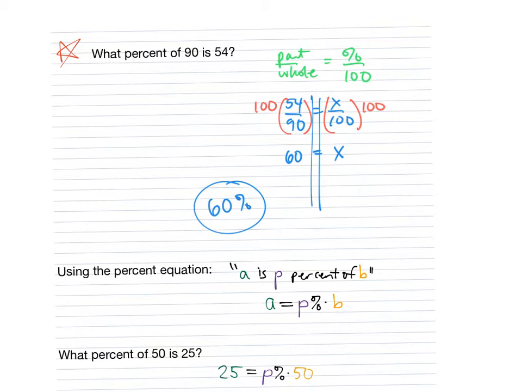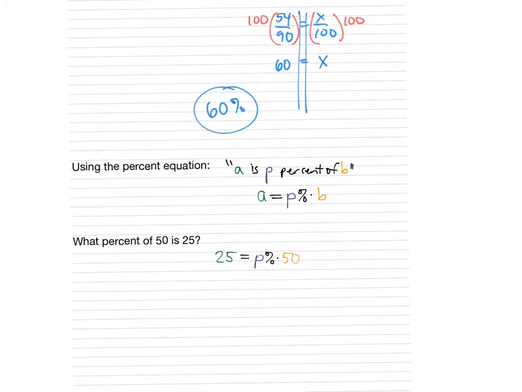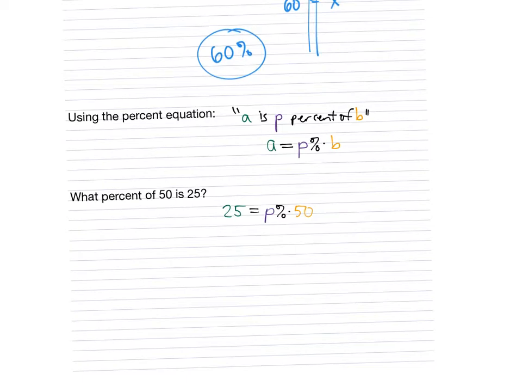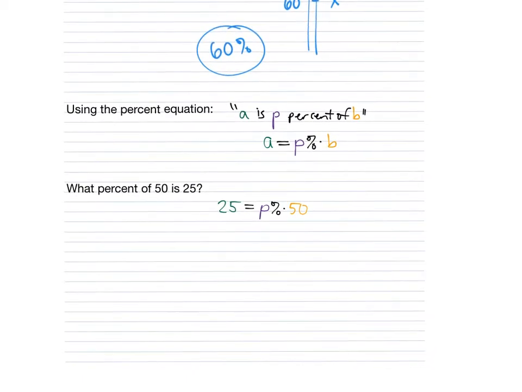Another way to solve percent problems is to use the percent equation. This is: A is P percent of B. If you know what the percent is, you can turn the percent into a decimal and just multiply it by the whole. Again, this is my part equals my percent over 100 times my whole, and then this is it as a decimal. So it's the same equation, just moved around a little bit.